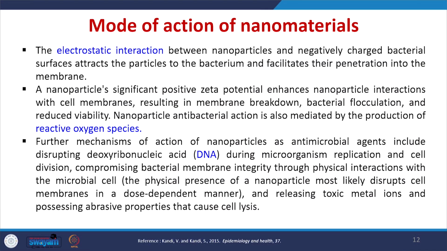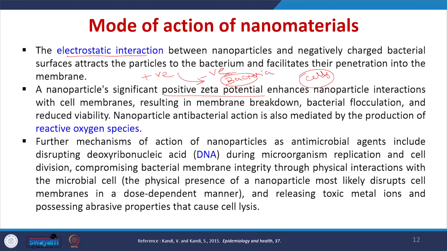Let us see what is the mode of action of nanomaterials. The first one is due to the electrostatic interaction. If you are using a nanoparticle with a positive zeta potential, that means your nanoparticle is positively charged, and most of you know the bacteria and cells are negatively charged. So through electrostatic interaction, this positively charged nanoparticle can easily attach to the negatively charged bacteria or cells, and it can attach to the cell wall of bacteria and damage the cell wall.